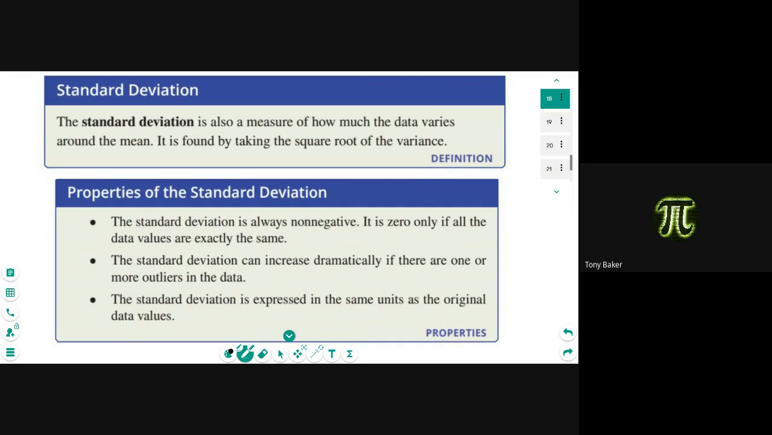It could possibly be 0, but that's only if every point is the exact same. So if I gave you 100 numbers and they were all 5, the standard deviation is 0. Because they're all the exact same number.